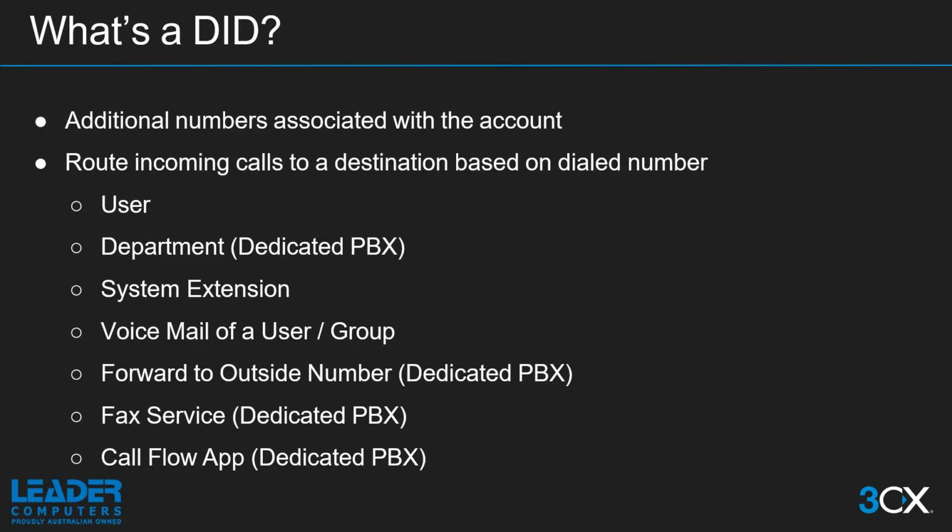And forward to an outside number. Let's say someone has a second number and they are using it just for outbound calls, just for after hours, and then they want that number to always be diverted to an outside number. Yes, that's also possible. You can just send the call directly to the outside number, which can be a mobile number or any other number. And fax service: if you have a fax number, you can send it to the fax server directly on the 3CX, or you can send it to a call-through app.